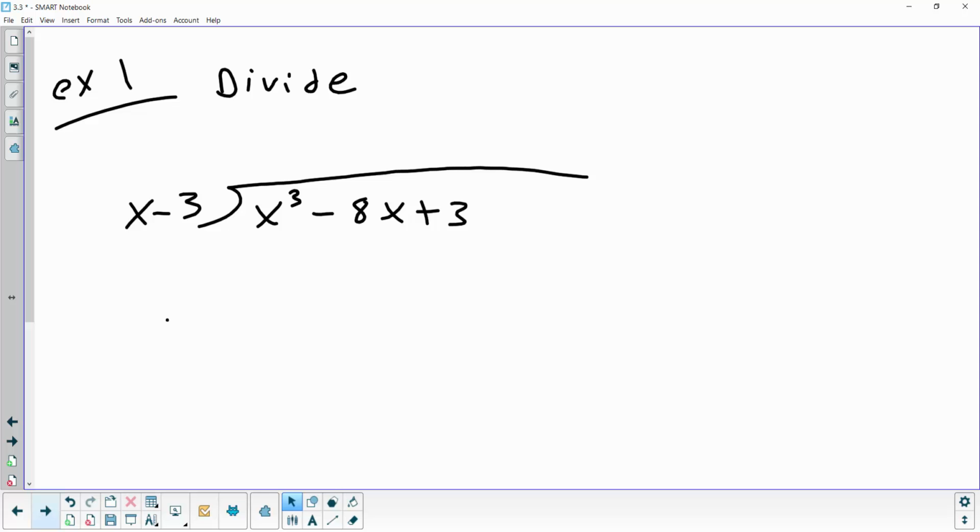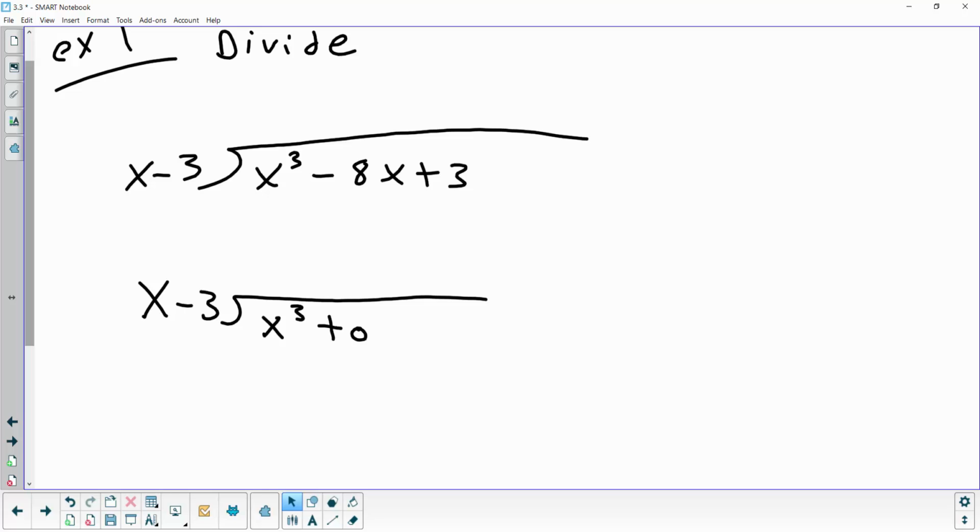So what am I going to put as just a placeholder for that? You're going to put 0x to the second. There are no x to the seconds, but we need to leave space for them, because as we do the problem, we might get some. So leave room for them. The 8x and the plus 3. Okay. Any questions on setting it up? Now we're ready to start.